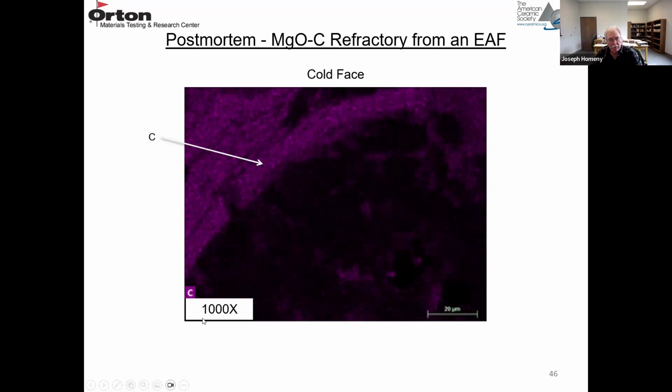So if you do an EDS analysis, the purple here is the carbon. So you can see the flake graphite where it is. This is almost 100% carbon. So the lower carbon percentages that exist in the matrix don't show up that well, but there's also carbon from the pyrolysis of the resin in the matrix.